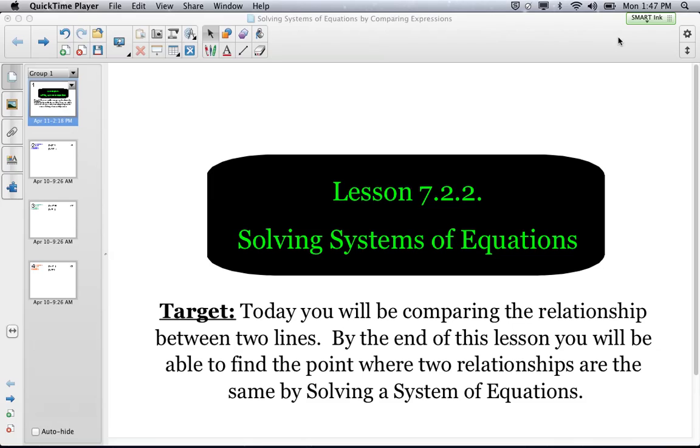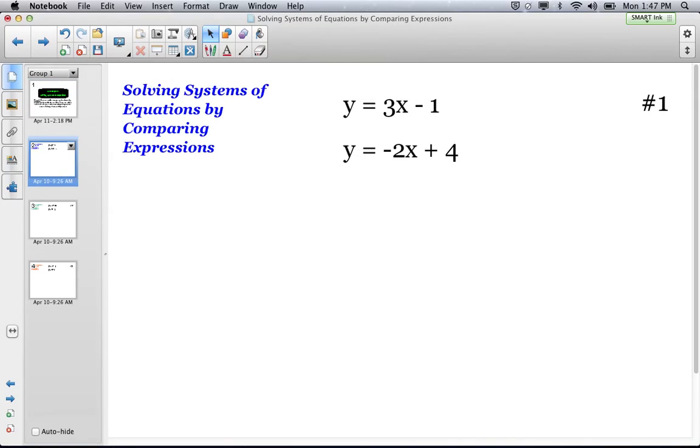Now in lesson 7.2.1, you solved the system of equations by graphing, so this time we're doing it by comparing. Today we have 3 examples that I'm going to walk you through. If you understand how to do it after the first example, you can pause the video, go ahead and solve it, and then check your answers with my answers.